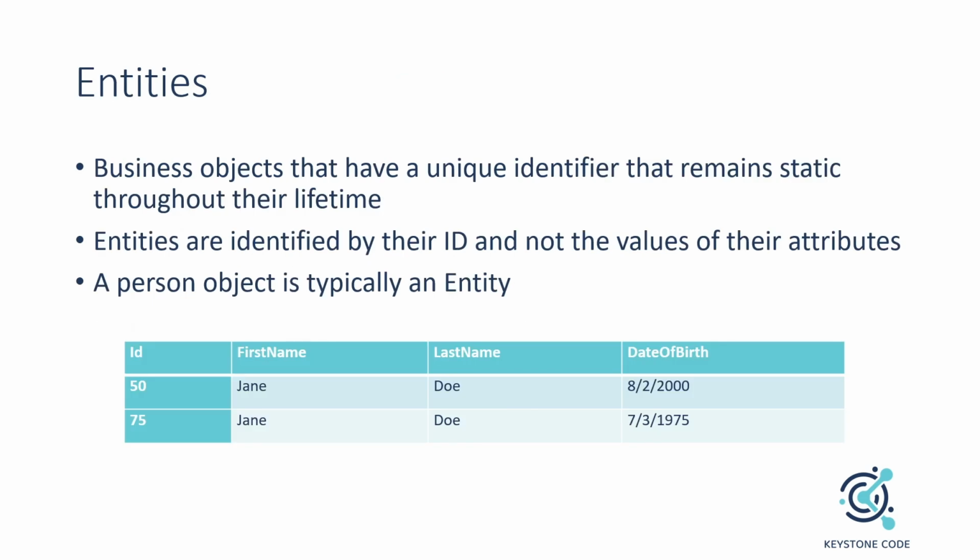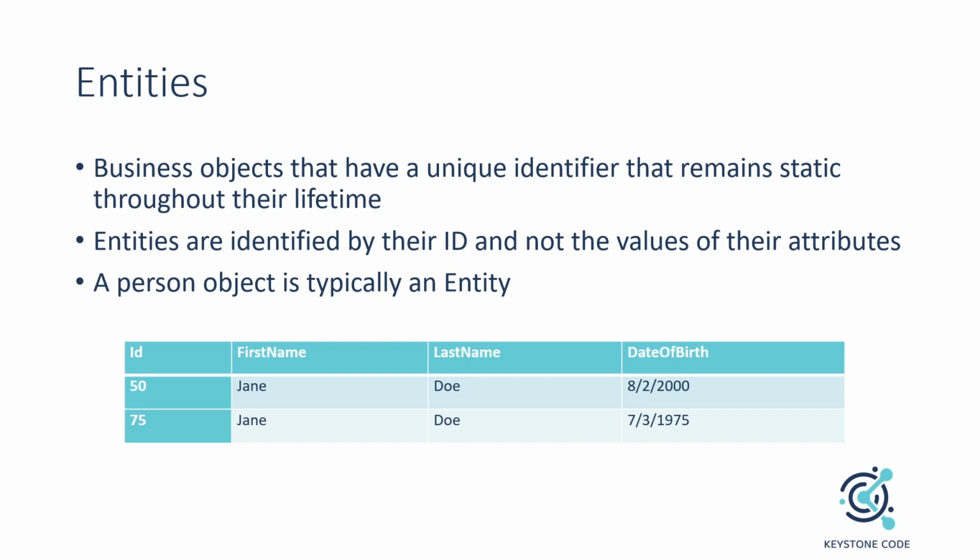Next topic in domain-driven design. Now we're going to start talking about what are the actual things we're going to be creating class-wise within the code. We want to start with the concept of something called entities in domain-driven design. An entity is a business object that has a unique identifier that remains static throughout its lifetime. And entities are identified by their ID, not the values of their attributes.